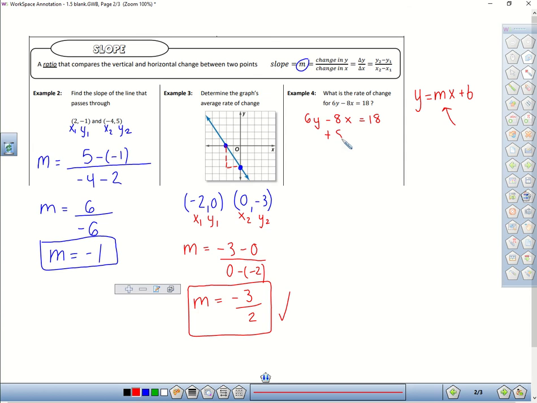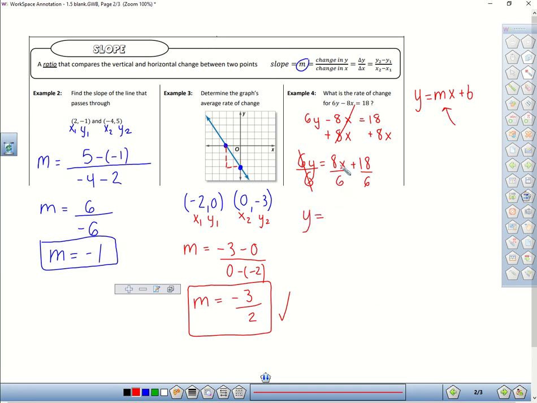So I'm going to add 8x to both sides because I want to isolate y. I end up with 6y is equal to 8x plus 18. They're both positive, and I want the x term to come first. I'm going to divide both sides by 6, which means I need to divide every term on the other side. And that leaves me with y equals.